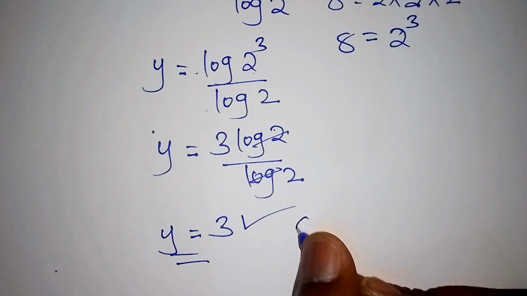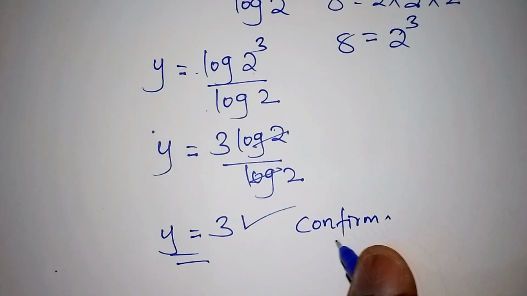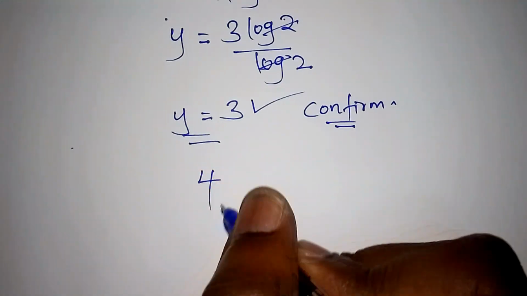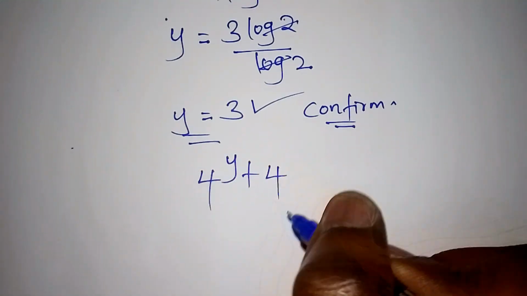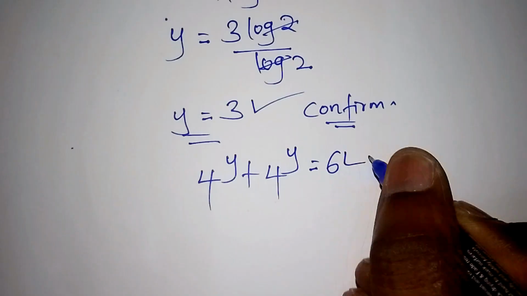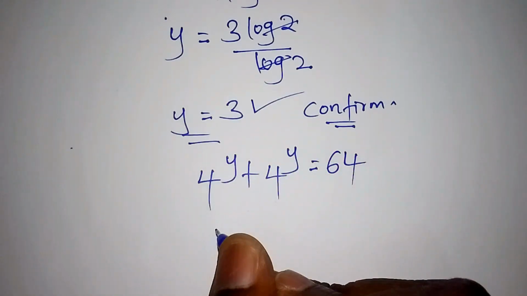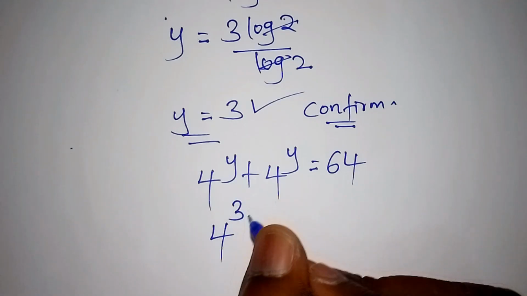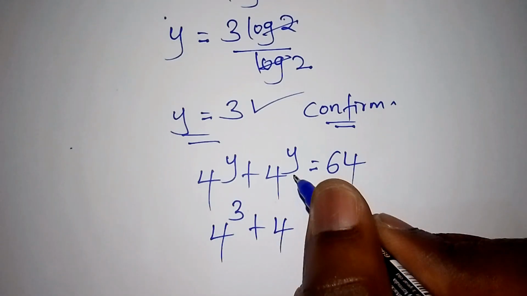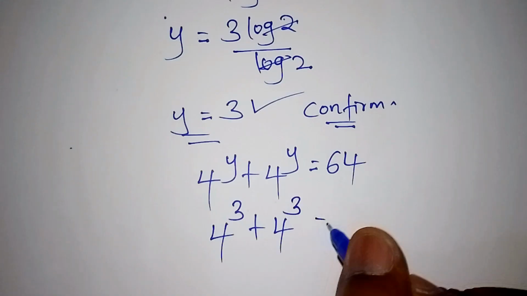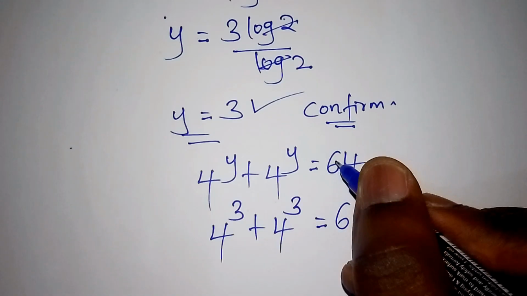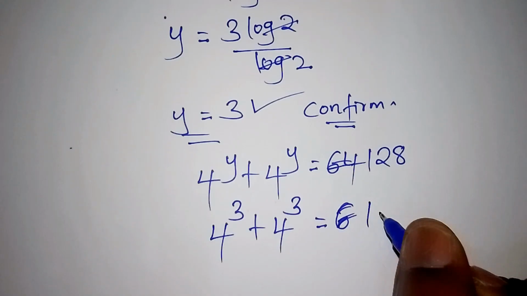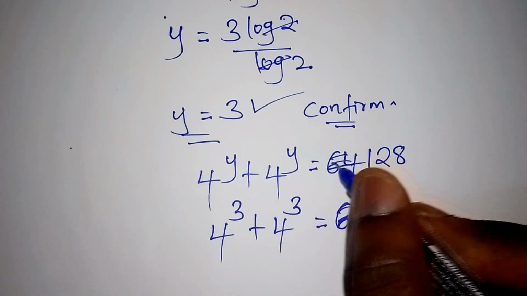So let's now confirm and check if this is true. When you confirm, we had our equation that said 4 to the power of y plus 4 to the power of y is equal to, not 64, but it was 128. Pardon me, it is 128. This was the initial equation. So we've got y as 3. So now we shall have 4 to the power of 3 plus 4 to the power of 3, where we put 3 instead of writing y.